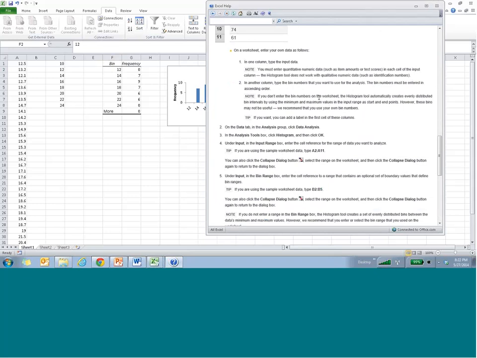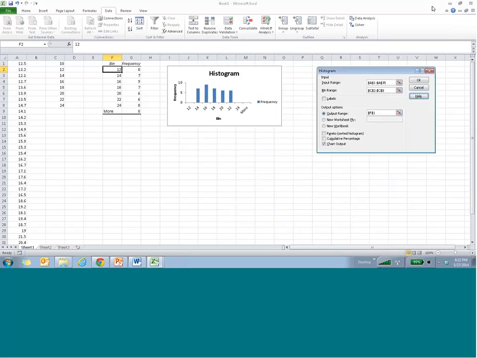If you don't enter the bin numbers on the worksheet, the histogram tool automatically creates evenly distributed bins. Let's see what happens if we just leave the bin range empty. What happens?